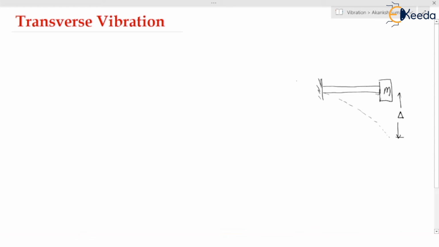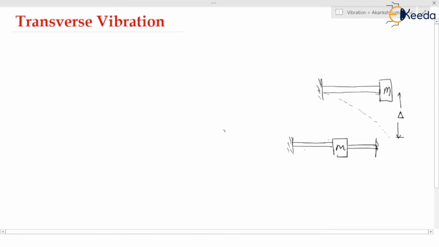So here there is a mass which is going to be deflected through delta deflection. And if the position of the beam is like that, that means there are two beams, so it would be like that. This is M which is going to be attached here, and this would be the other beam. So there will also be deflections like that. This would be the deflection.